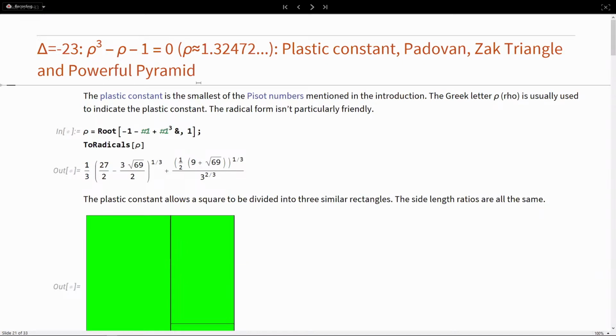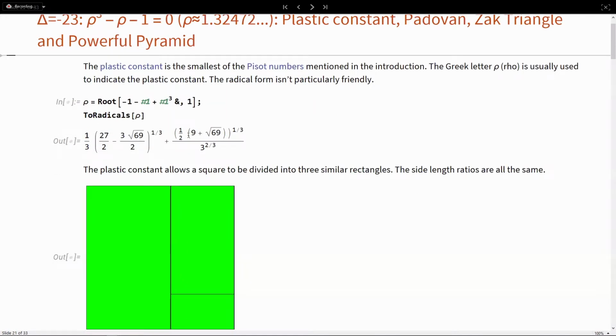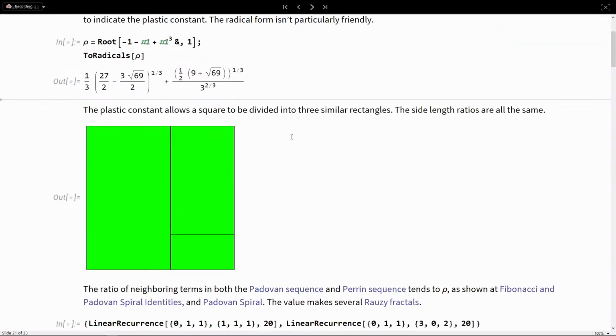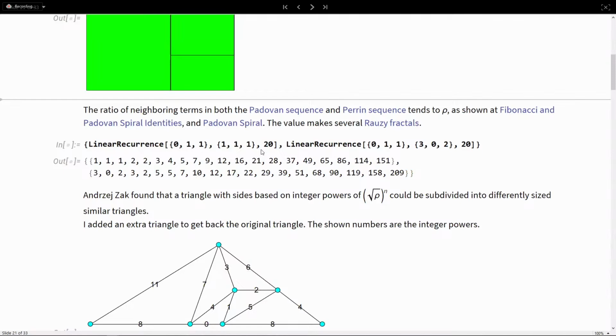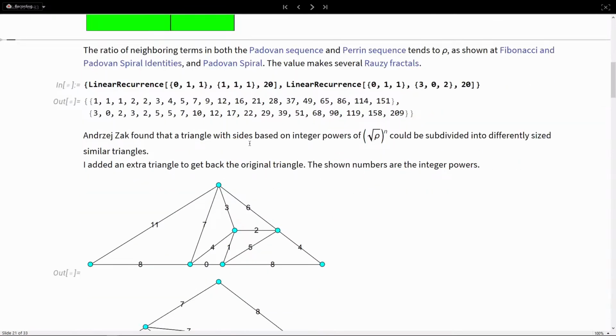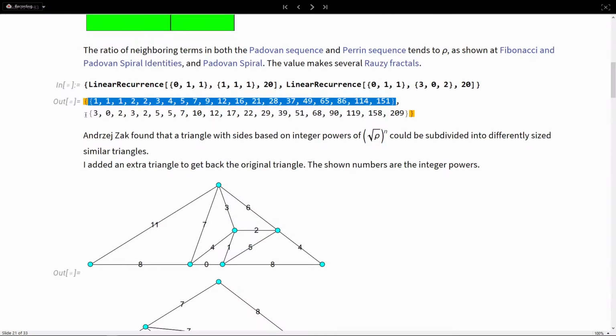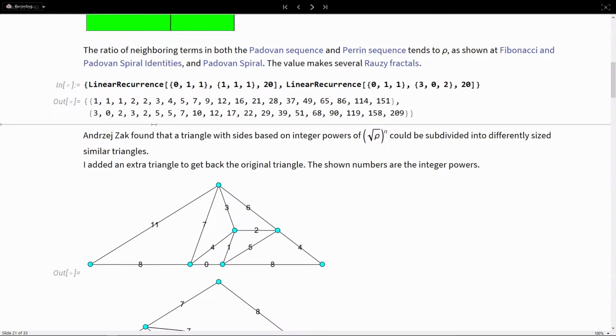And now we get to the plastic constant. So here's what the plastic constant looks like under radicals. And it has this nice property that you can divide a square into 3 similar rectangles. And the Padovan sequence and Perrin sequence both have numbers that grow like the plastic constant. The ratios between adjacent terms go increasingly towards the plastic constant.